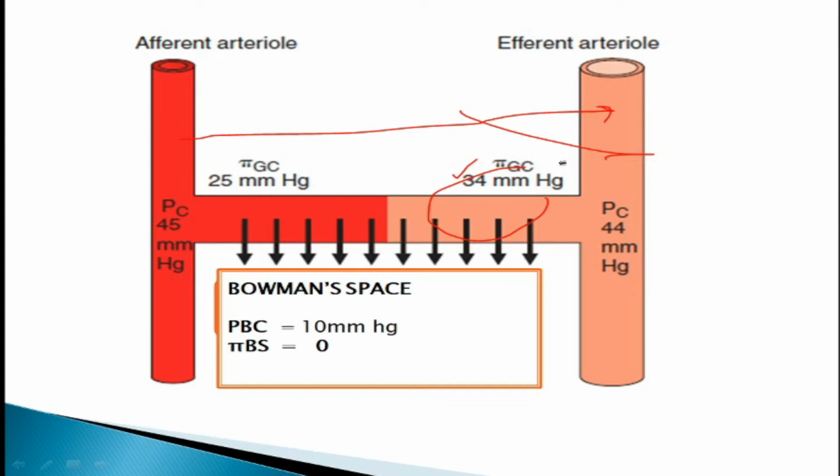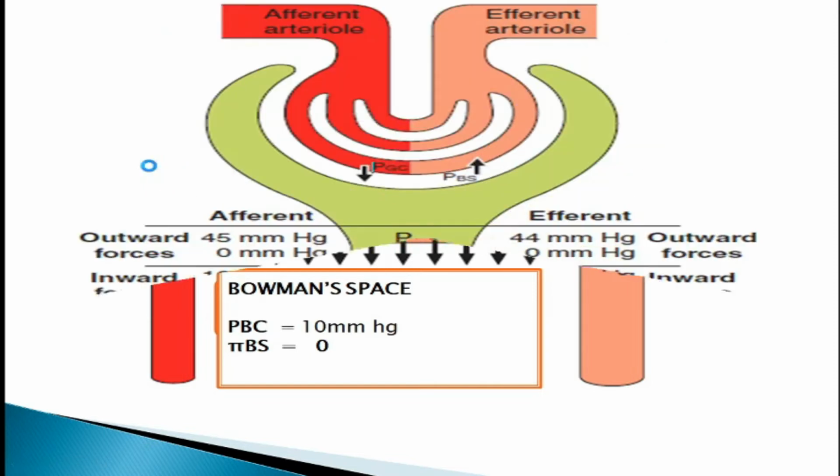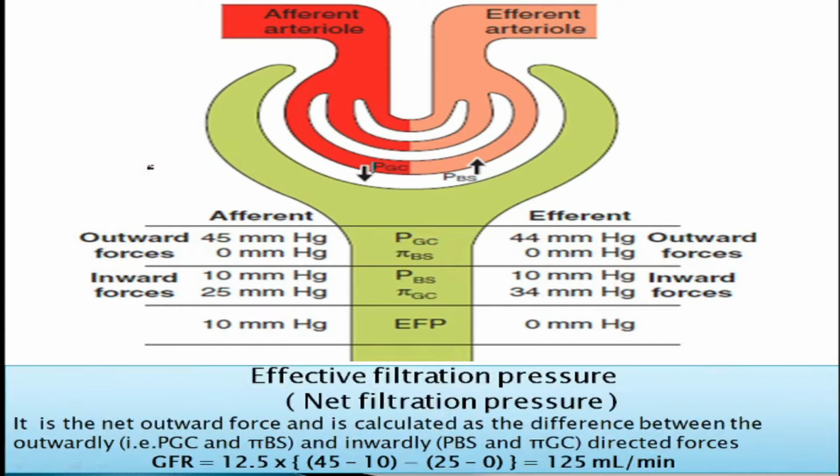However, there is little change in the hydrostatic pressure from the afferent side to the efferent side. And the value for the Bowman's space hydrostatic pressure is just 10 millimeters of mercury. Different values are presented in different books. You can follow any book for the values, but I am giving you the values from Ganong, because Guyton gives different values. So we can see here the outward forces, that is hydrostatic pressure, is 45 on the afferent side, and on the efferent side it is 44.